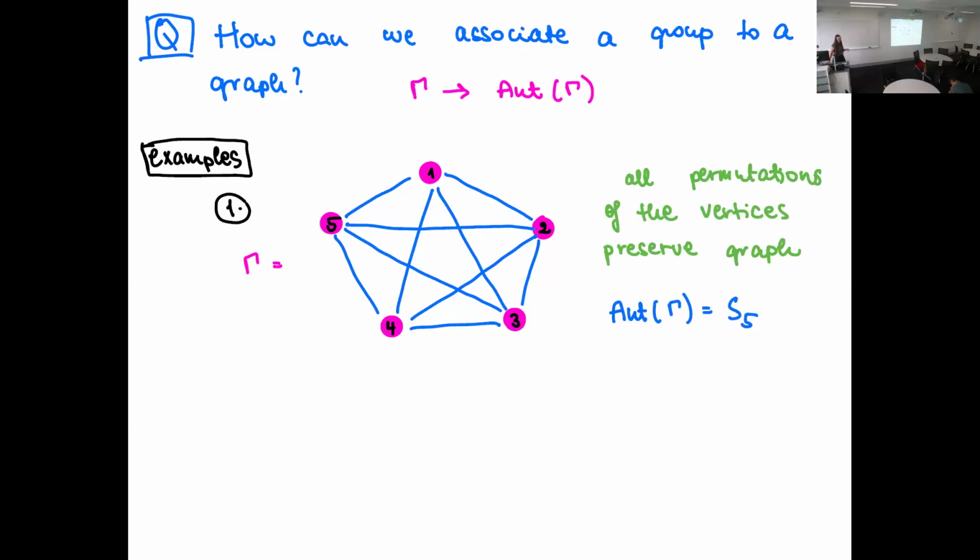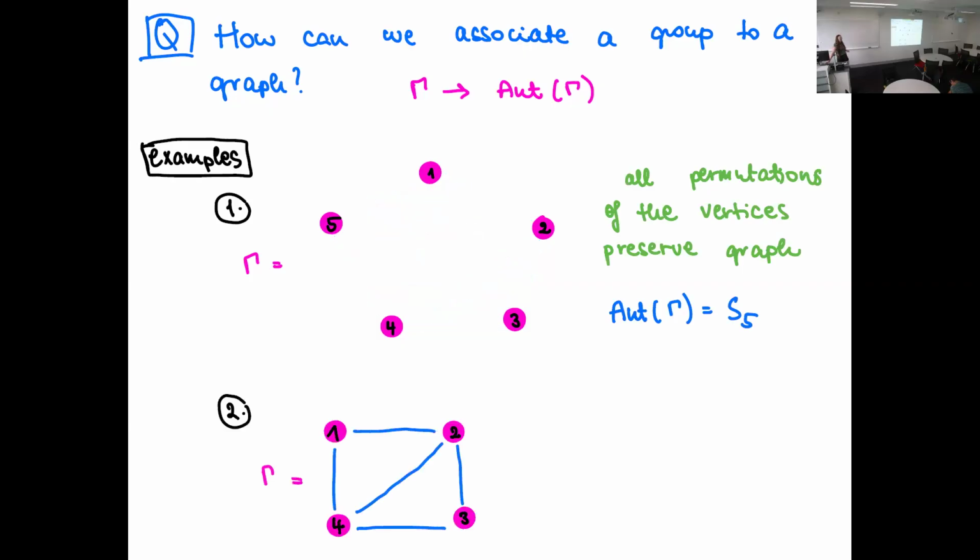So the automorphism group is going to be S5. How about this graph? So this graph, we can't do every single permutation because we can only send 1 to 3. We can't send 1 to 4 because the number of edges sticking out is different. So then the only permutations we can do are 1 sent to 3 and 3 sent to 1, and 2 sent to 4 and 4 sent to 2, and their combinations in every way.